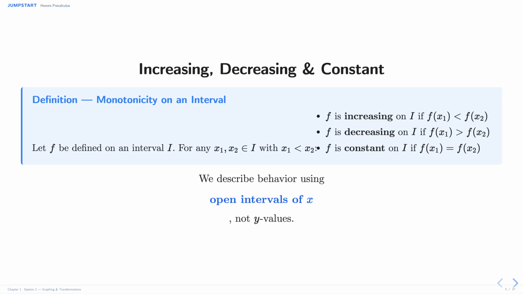Next, let's discuss increasing, decreasing, and constant intervals. A function is increasing on an interval if, for any 2 points within that interval, the output value at the first point is less than the output value at the second point. Conversely, it is decreasing if the output at the first point is greater than at the second. If the output values are equal, the function is constant. Remember, we describe behavior using open intervals of x, not y values.